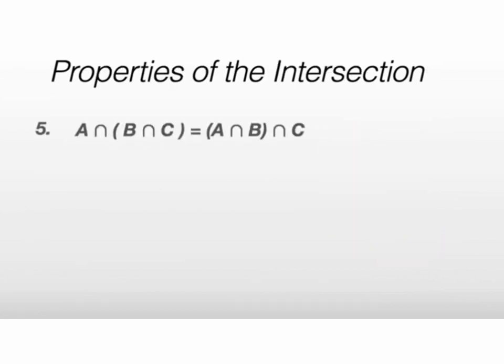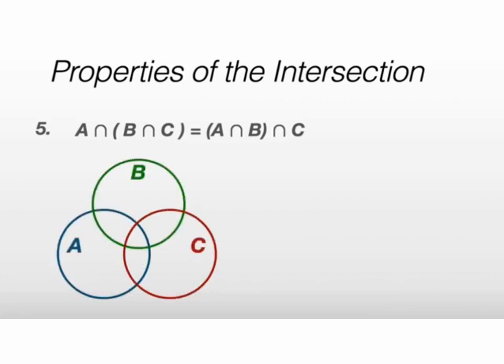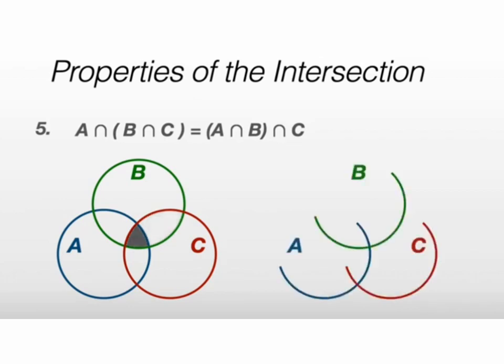Again, like with the union, the fact that the order doesn't matter extends to 3 or more sets with brackets. We can see that B intersect C, then the intersection of the result of that with A, is the same as taking the intersection of A and B and then the intersection of that with C. In both cases, we end up with a set containing the elements found in A and B and C, the shaded area in the middle.